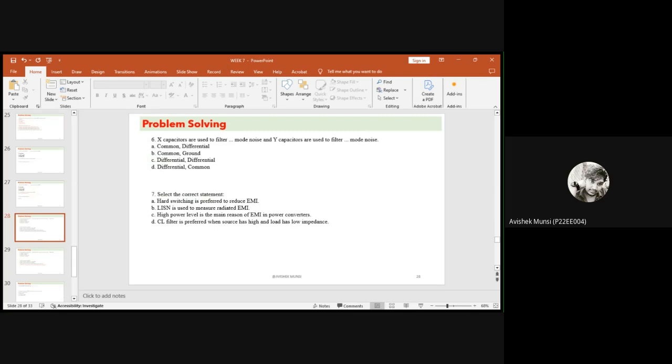Okay. Next, X capacitors are used to filter which mode of noise? And Y capacitors are used for which mode of noise? So select the correct statement. Next, try to answer this too.